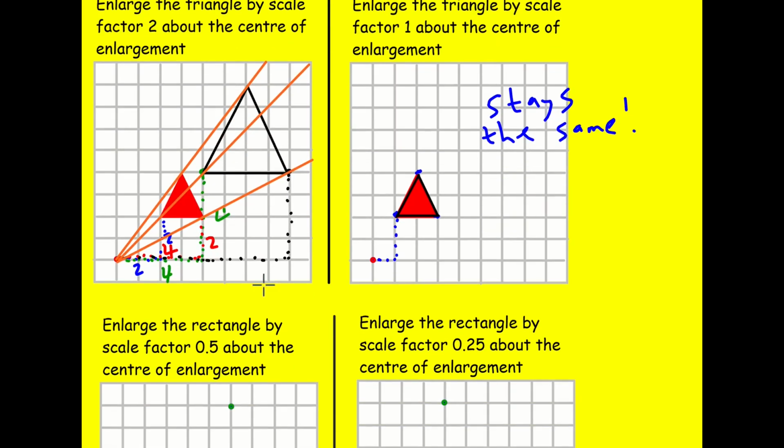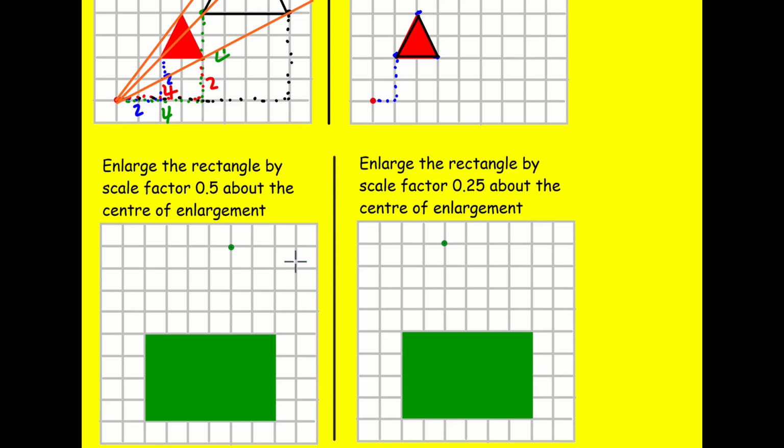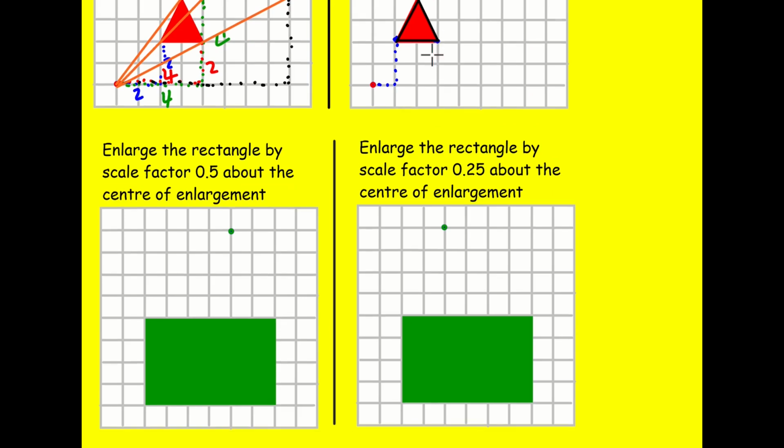All right, bring in the decimal, the ones below 1. Can you enlarge this rectangle by a scale factor 0.5 about the center of enlargement? Give it a go. Right, I'm going to pick the top right point. So it's along 2, down 4. Multiply those by a half. So essentially do 2 divided by 2, that's going to give me 1. 4 divided by 2 is 2. So my new top right point is there.